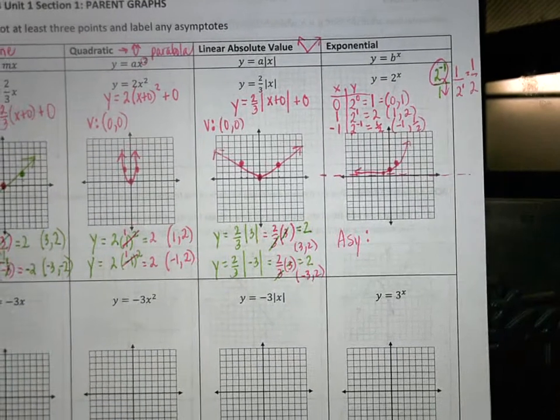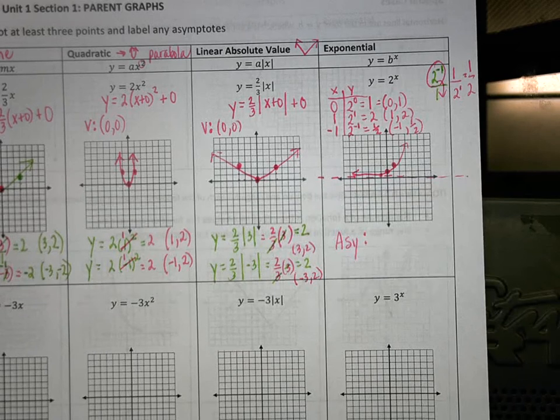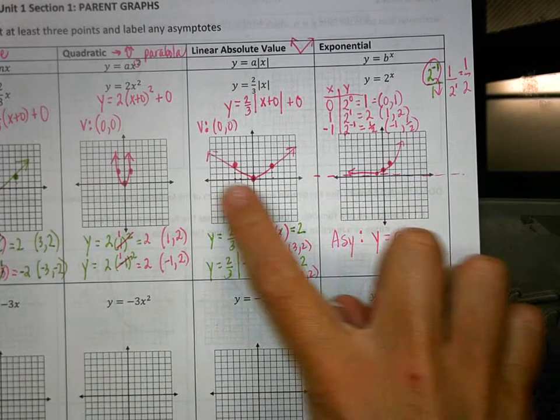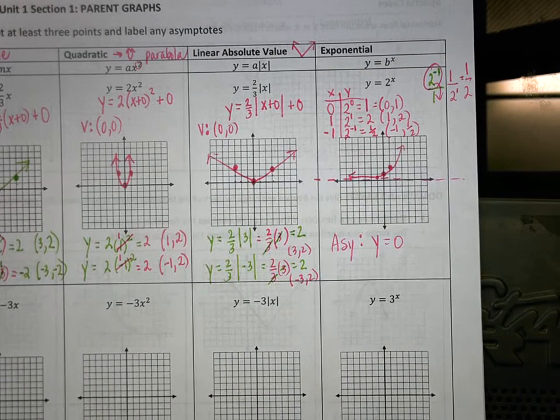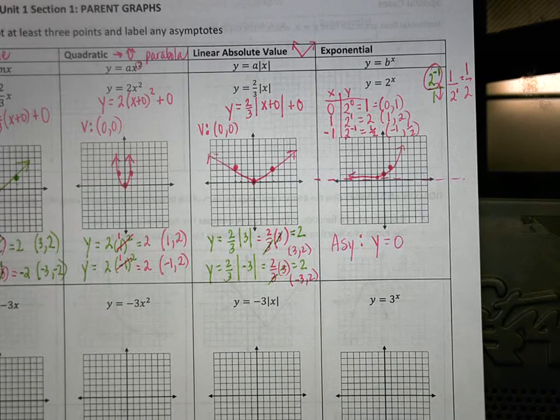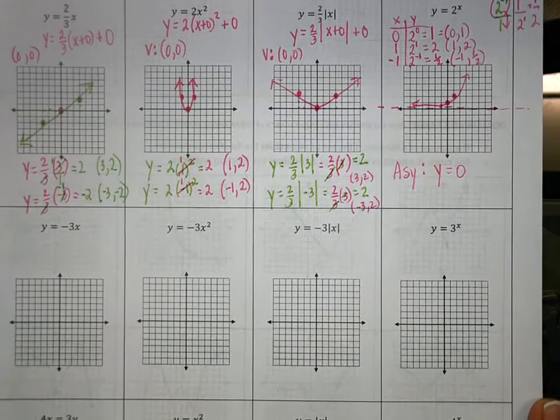asymptote. Does anybody know what that line is? How you would write the equation for the asymptote? Very close. Good job. Y equals 0. So it's going through every x value, but it's only going through the point at y equals 0. So all horizontal lines are y equals, where your vertical lines are x equals. Okay. Do you have any questions on those?